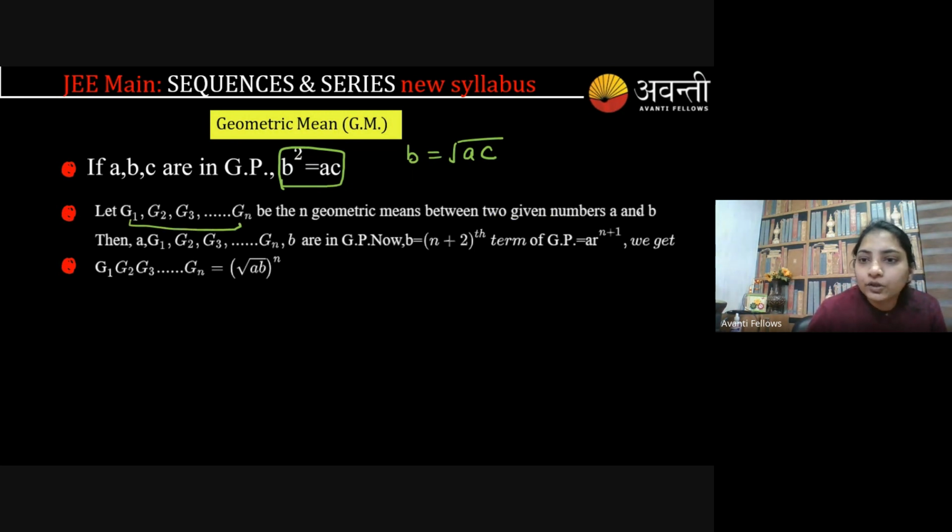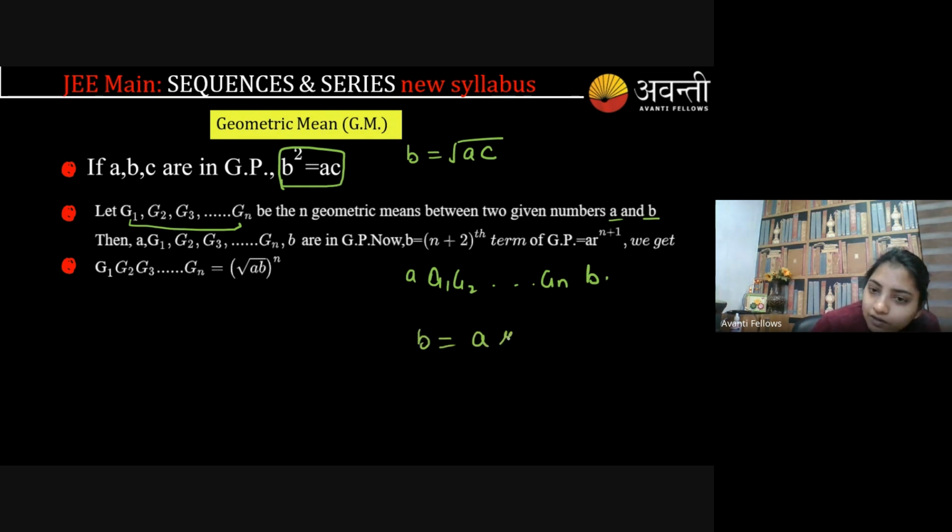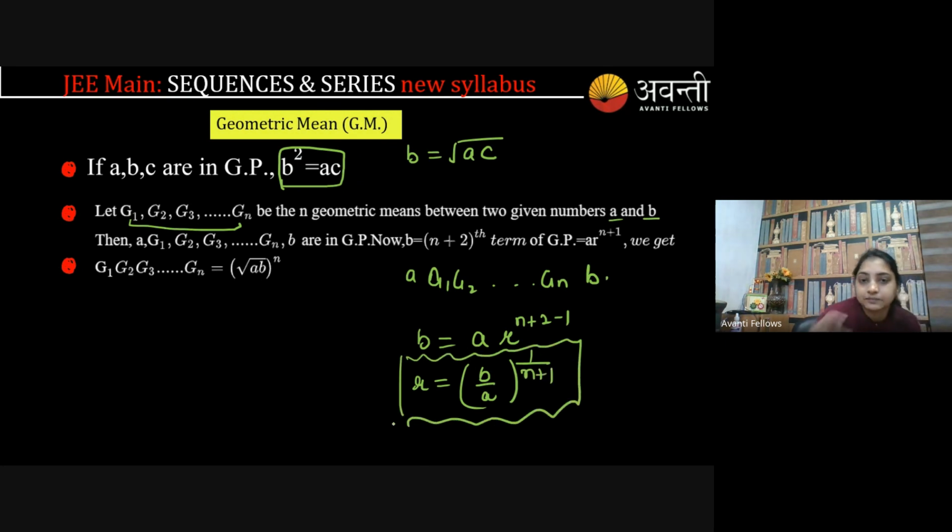In the same way, if n geometric means G1, G2, G3 up to Gn are added between two numbers A and B, then B must be equal to A into R raised to power n plus 2 minus 1, right? So R will be B upon A whole power 1 upon n plus 1. This will be the common ratio for every geometric mean. Clear? Generalized formula.